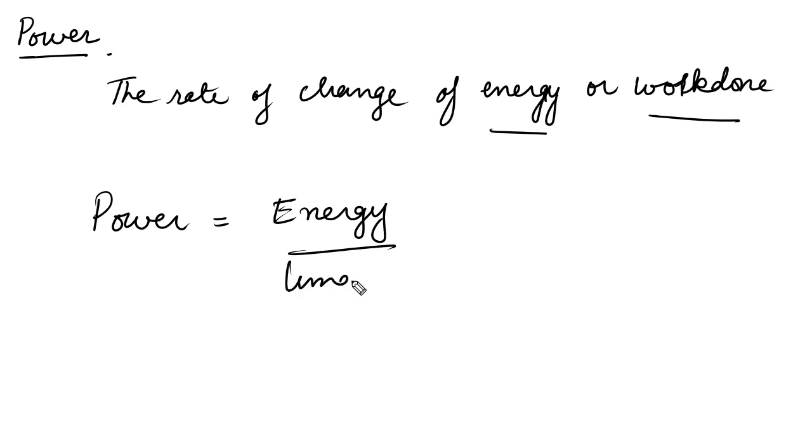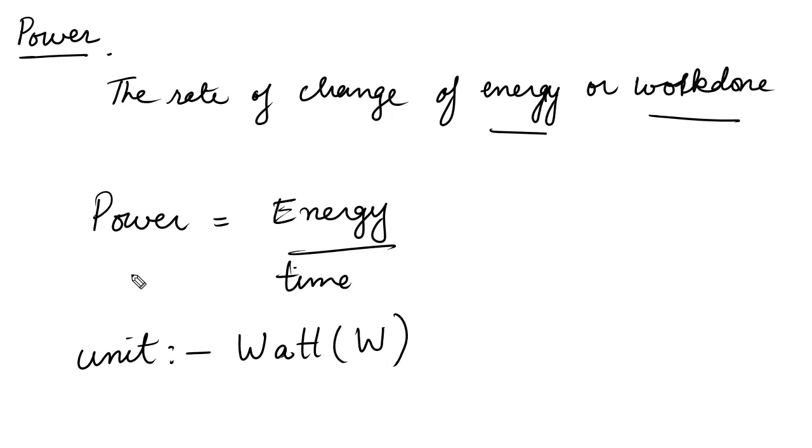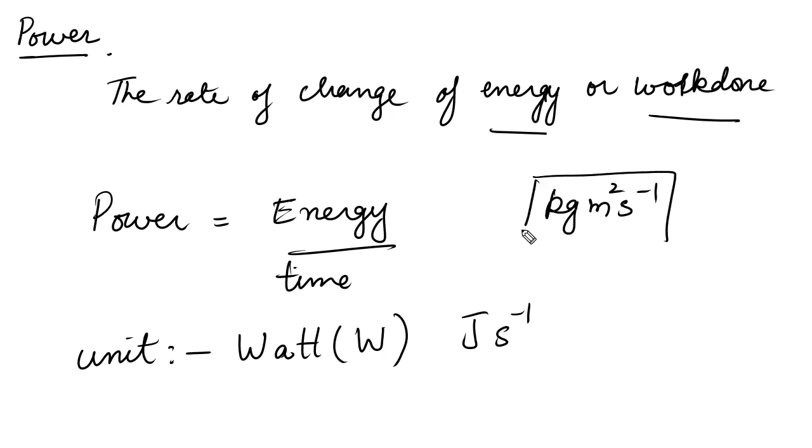Energy over time, and the unit for power is watt, W-A-T-T, and we represent watt with capital W. We can also write the unit for power as joule per second. And in SI units, if we want to write the unit of power in SI, it will be kilogram meter square per second cubed. So this will be the SI unit for power. This is the standard unit for power, watt.